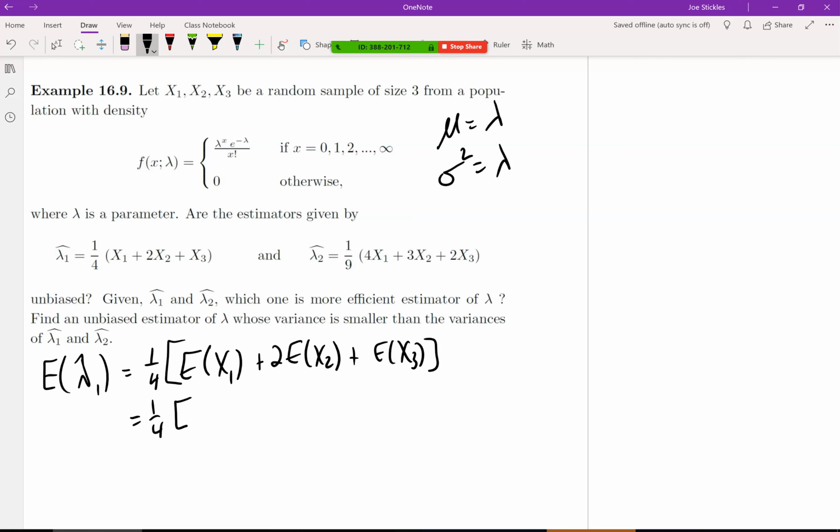Since each of these is randomly selected from the population, each of those distributions should be the same as the underlying distribution. So each of those expected values will be lambda, and we certainly do get lambda for this one. If we do the second one, it's exactly the same idea, just with different numbers.